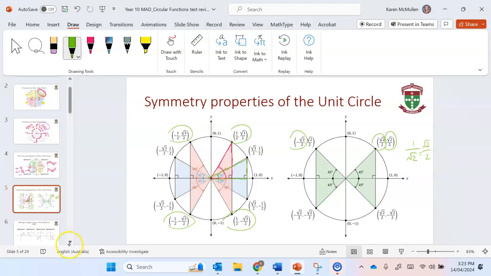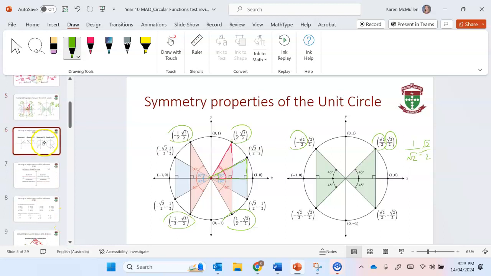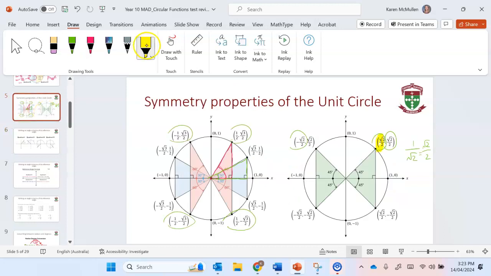All right, so we're going to look at that in a little bit more detail. We'll do some questions very soon. So, writing an angle in terms of its reference angle. Hopefully by now you know we always go from the horizontal. You can see in these 4 quadrants, our reference angle is the red angle, and then the blue is our actual angle. So we always use the reference angle to calculate its exact value. What I mean by exact value are these values here.